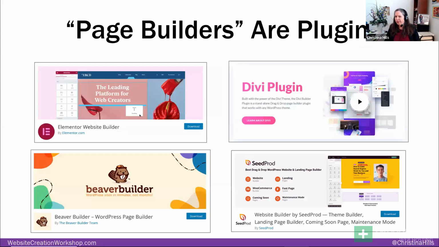And there are many different page builders. Here are some popular ones: Elementor, the Divi plugin. So Divi is a theme, and I'll talk about that in a little bit, but it also comes as a plugin. So maybe you have a site and you really like your theme, but you just want one page to use the Divi builder. So that is what their plugin is called, the Divi builder. Then there's also the Beaver Builder page builder, and then SeedProd, and there are others as well. I just picked out some popular ones.